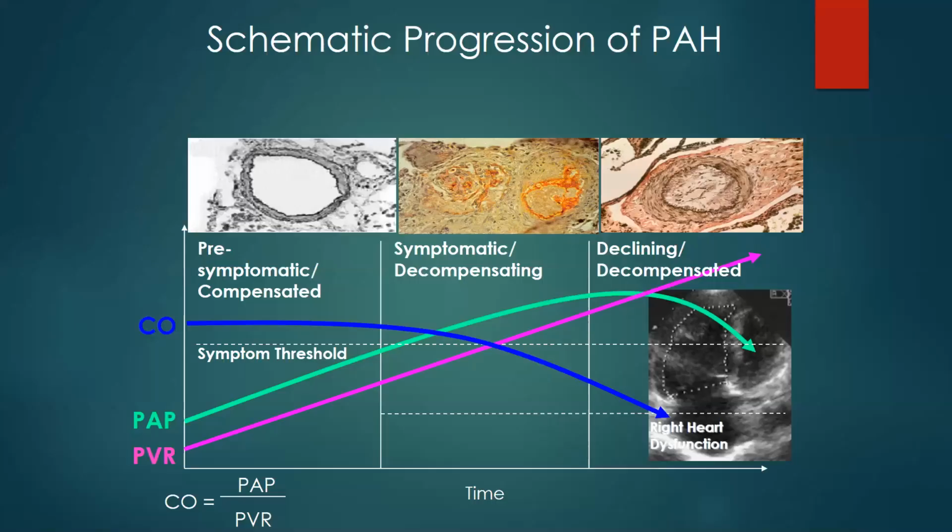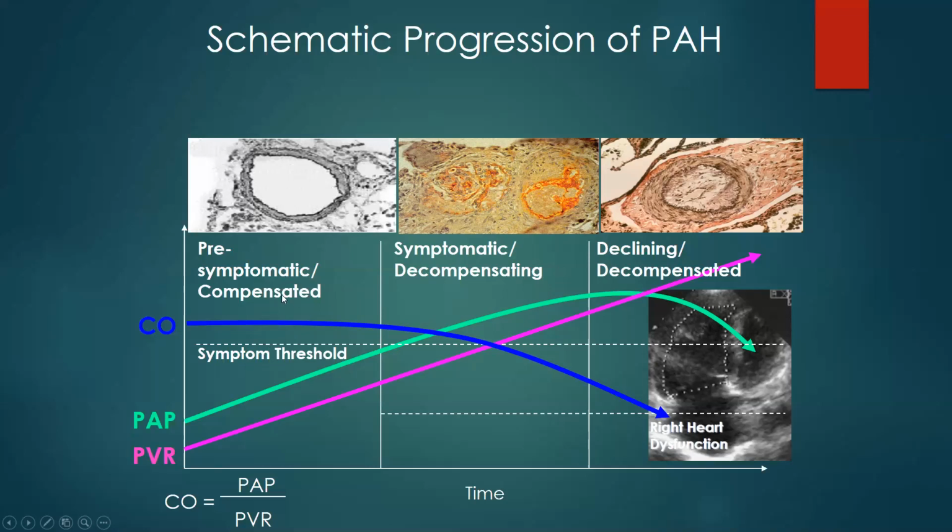Okay, so I think this is the best way to think about why these patients present so late. So early on, before they have symptoms, usually what's happening is their PA pressure is rising, their PVR is rising, but the right ventricle essentially is still compensating. It's trying to dilate and contract and maintain their cardiac output. And then with time, as the PA pressure and PVR continue to rise, you start to see the cardiac output fall off. And this is really when they start to become symptomatic.